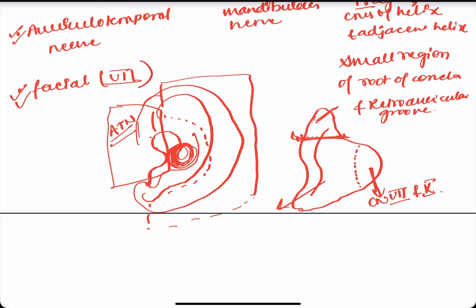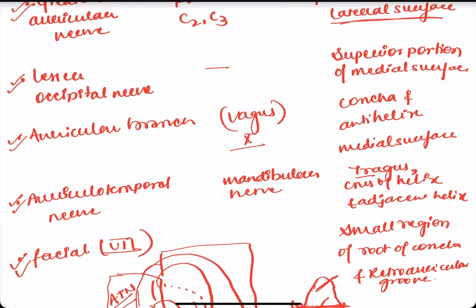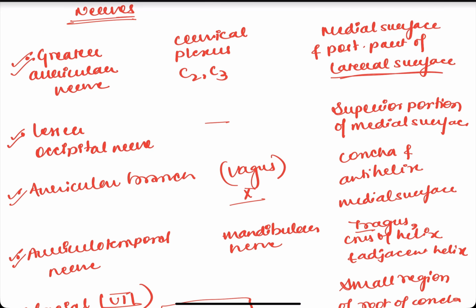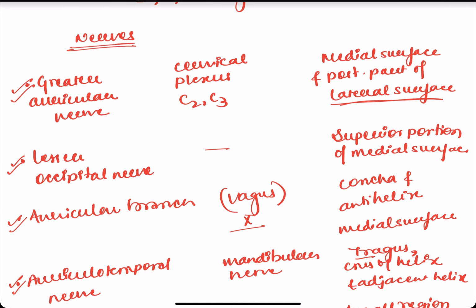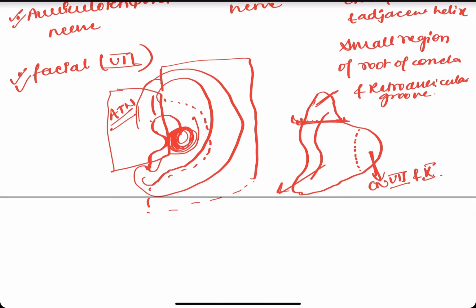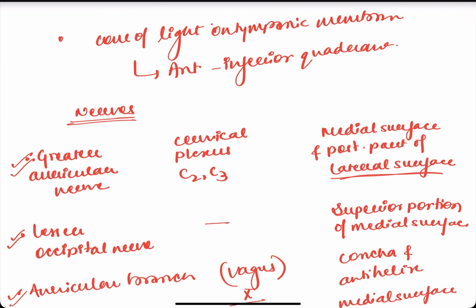Now let's see some important points that come in our NEET PG questions. The first thing: the major part of the nerve supply is by which nerve? We have seen that the greater auricular nerve supplies the major part of our ear.